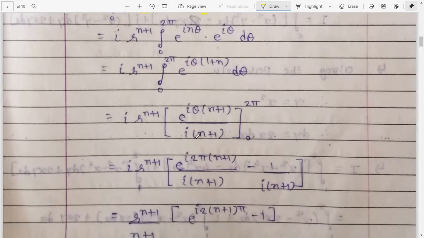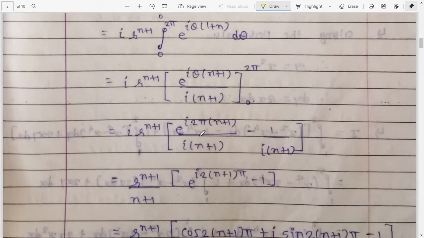Now put the limit. So theta is equal to 2 pi, and here e raised to 0, this is 1.